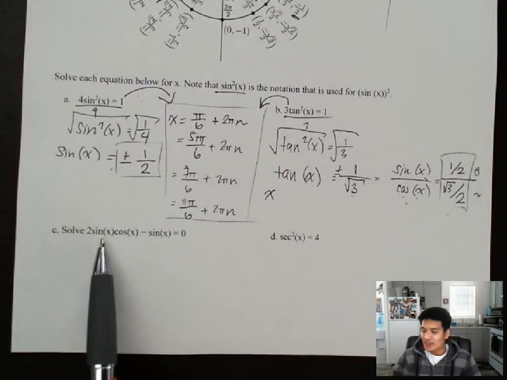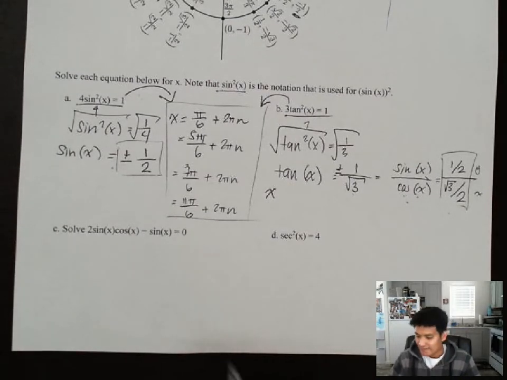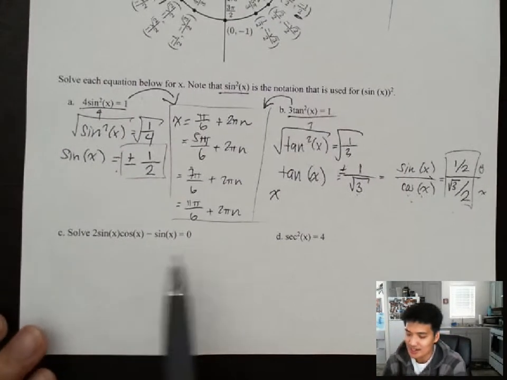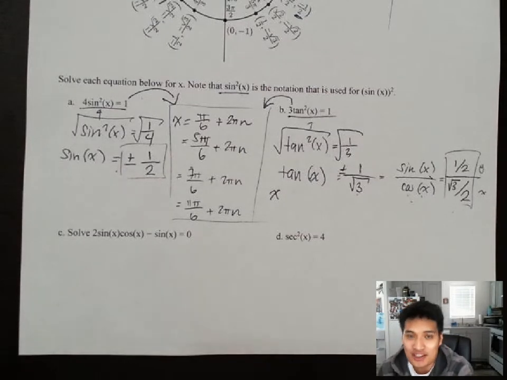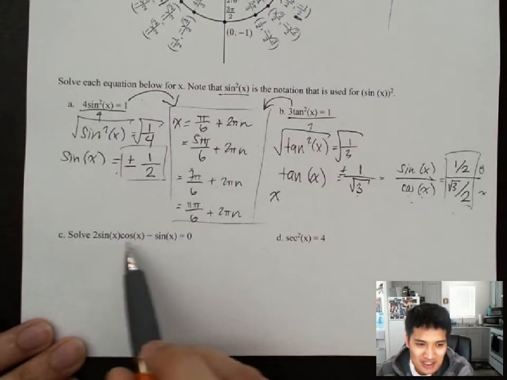As you can see, we have a mix of 2 different functions. I have sine, I also have cosine. So we kind of want to treat them as their own separate variables. Right now it's kind of difficult for us to solve it. So let's think of them as variables.